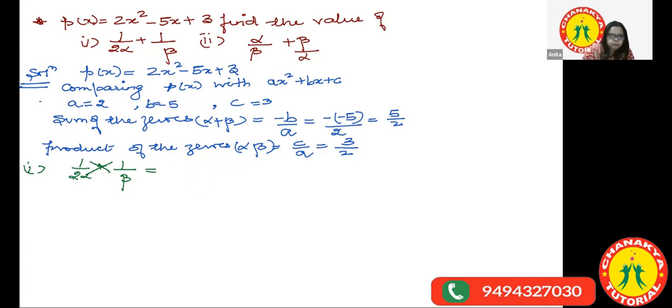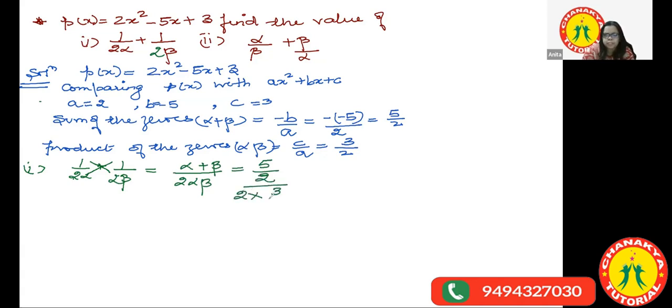This is 2 beta. Now take the LCM, it will be 2 alpha beta. So it will be alpha plus beta. Now substitute the value of alpha plus beta. Alpha plus beta is 5 by 2, into 2 into alpha beta.